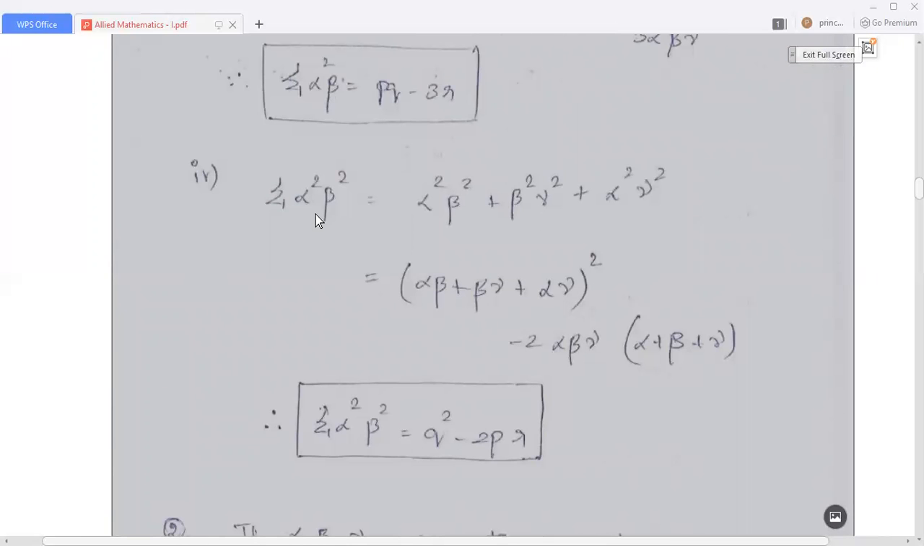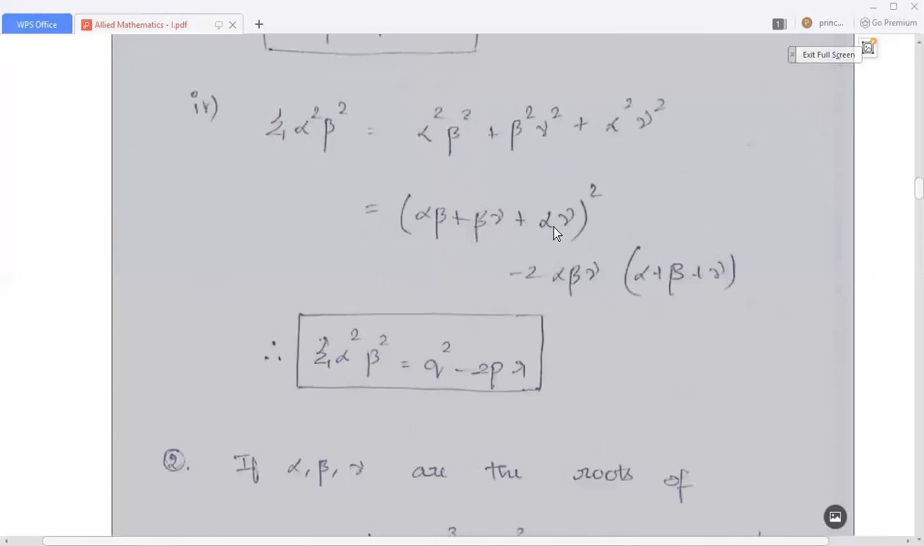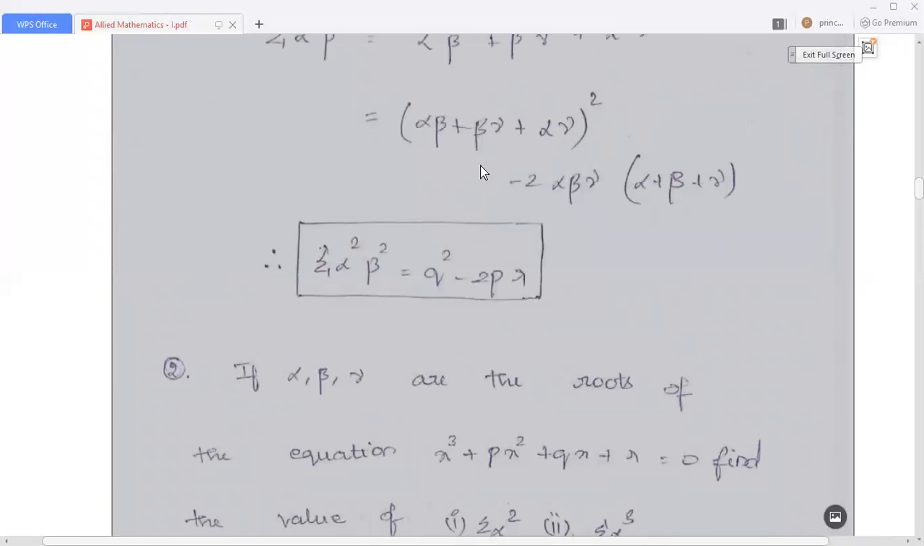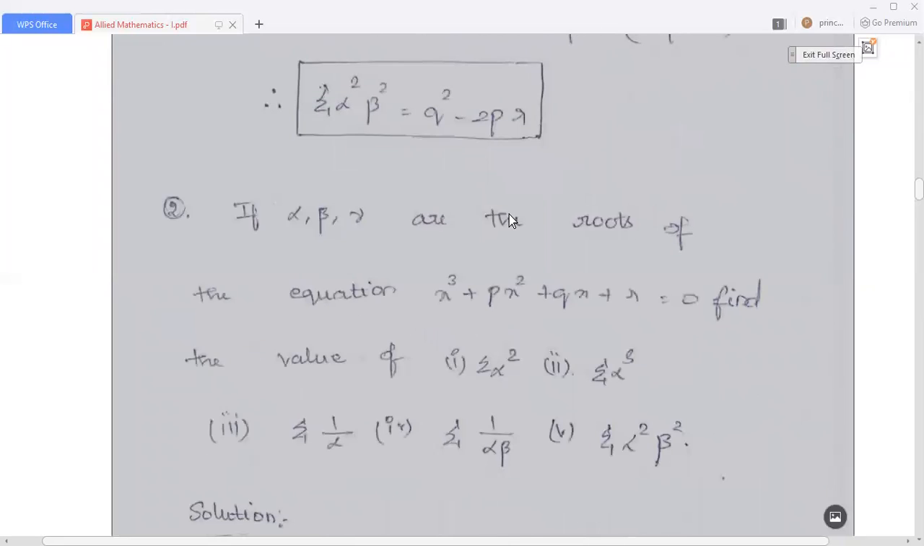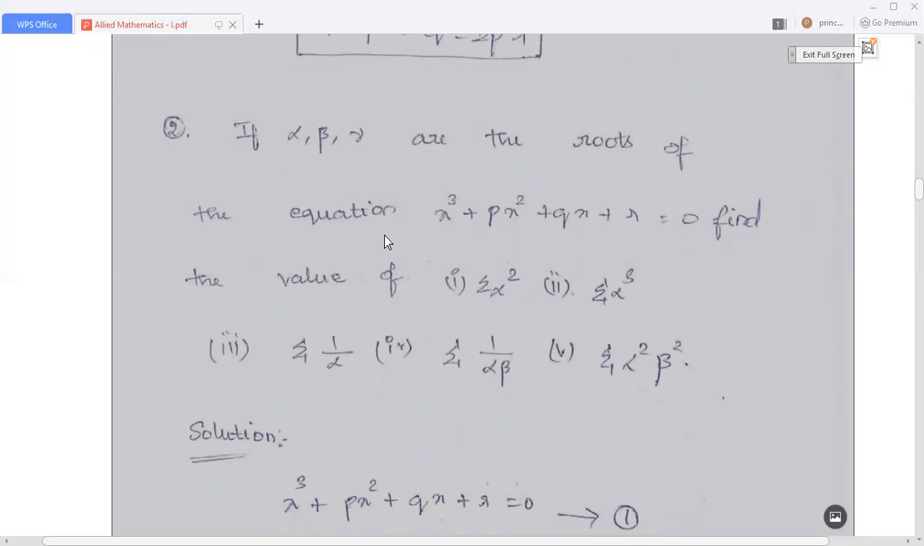Next, we calculate sigma alpha square into beta square. So this can be written as alpha square into beta square plus beta square into gamma square plus alpha square into gamma square. Here, for this expression, we write this formula. So in this formula, we can substitute the available values. When you substitute the values, we get sigma alpha square into beta square equal to q square minus 2pr. This completes the problem.